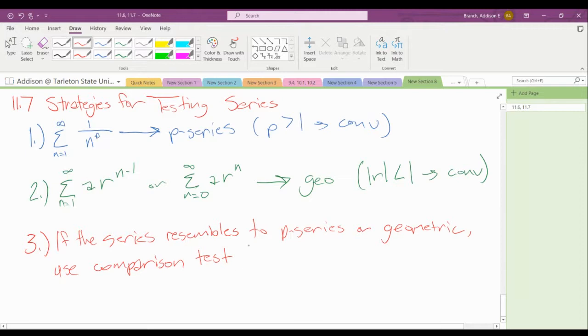And remember with our comparison test, we had two: our direct comparison and our limit comparison. That one's a pretty easy one. If you see it, or if it just has an extra thing, like let's say you have natural log of n over n, you can maybe try comparing that with 1 over natural log of n, and then see where that takes you.